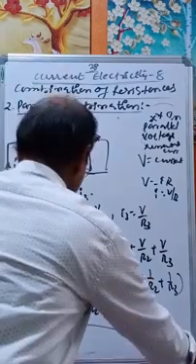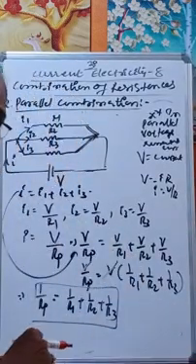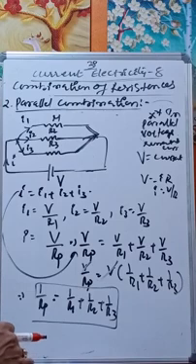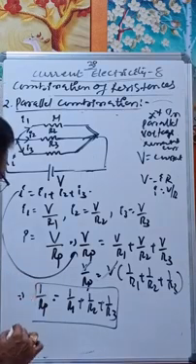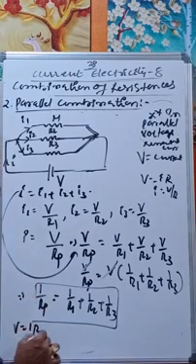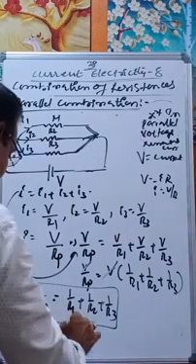1 by RP is equal to 1 by R1 plus 1 by R2 plus 1 by R3. So that is the parallel combination of resistances. Now here, as V is equal to IR, this implies I is proportional to 1 by R.